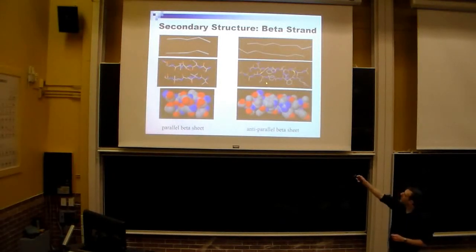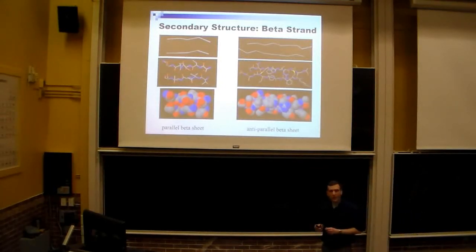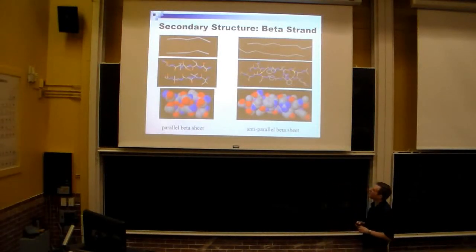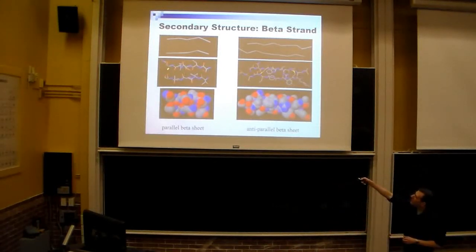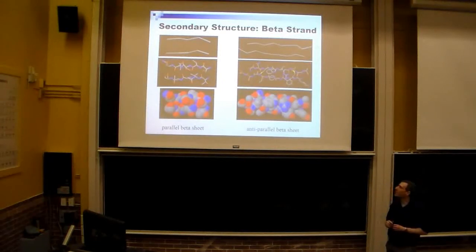That would give you a parallel beta sheet, or they could run in opposite directions with successive strands, in which case you get anti-parallel beta sheets. And you can mix those together in a single beta sheet. Again, we get a lot of these close pairings of the oxygens in the carboxyl groups with the nitrogens in the amino groups, and that gives you this favorable pattern of hydrogen bonding that makes this also a very stable structure.